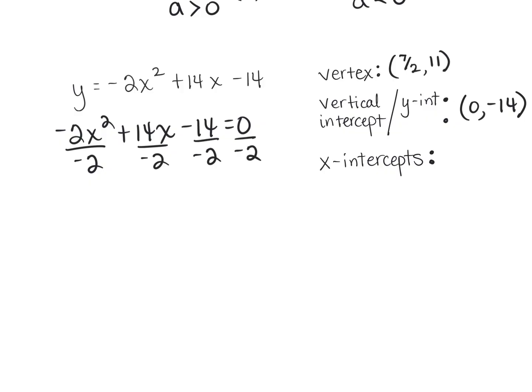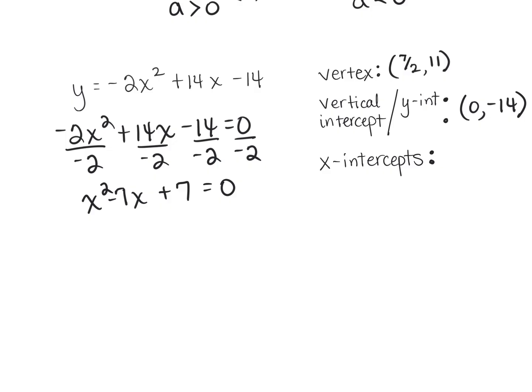Number one, I have made my leading coefficient positive, because that turns into x squared. And then I've made all of my other numbers a little smaller. So I have x squared minus 7x plus 7 is equal to 0. Now, at this point, we try to use factoring in order to solve this, but I know there are no factors of 7 that add up to give me a -7.